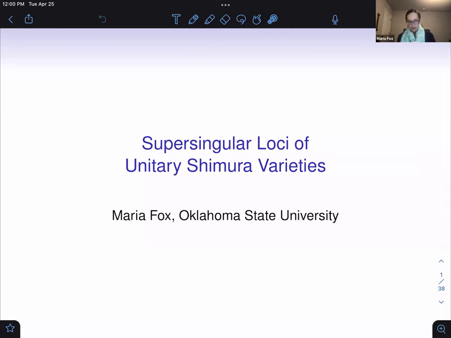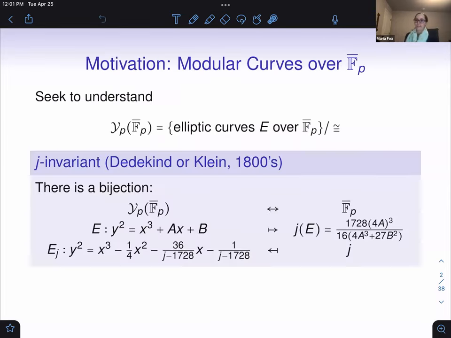And we will be talking about supersingular loci of unitary Shimura varieties. But just because I know we have a mix of people in the audience, I thought I'd start with a motivational example. And the motivational example is the modular curve. So one could try to understand the collection of all elliptic curves over FP bar in some organized way. And we have a very nice way of doing this.